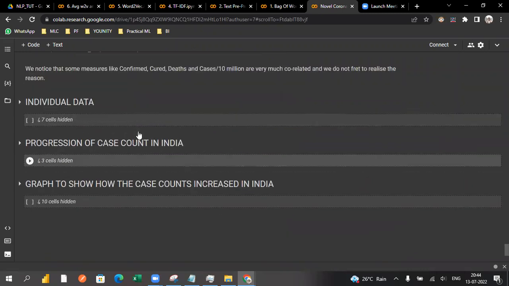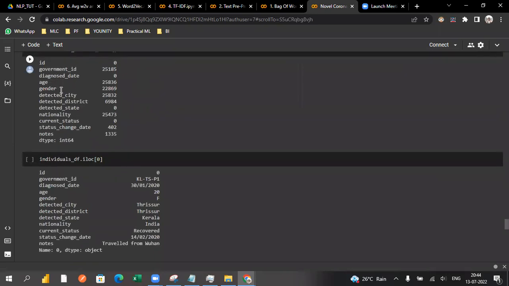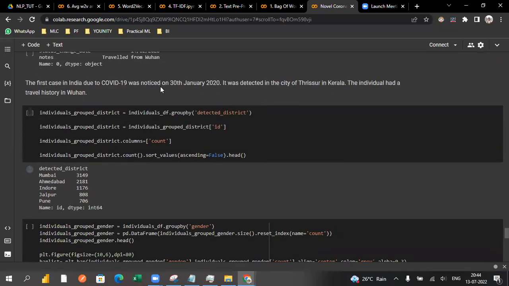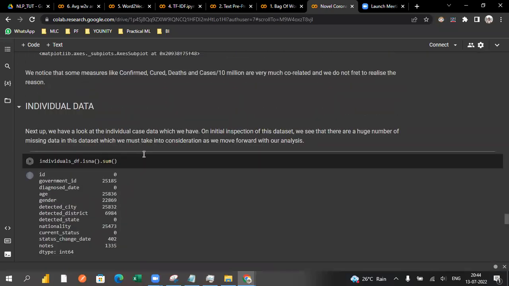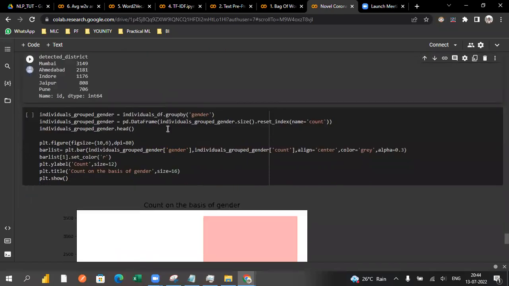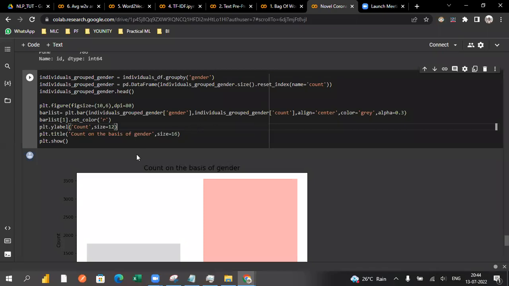And yeah, the other individual data sets we had, you can see government ID, diagnosis date, detected city, state-wise, nationality, current status. So these are other data frames. You can also play around and join the two tables we had. Here we're taking districts-wise instead of states-wise, so that it may help us understand the different districts with confirmed, cured and death cases. The males and females ratio is very imbalanced between the two regarding confirmed and death cases.